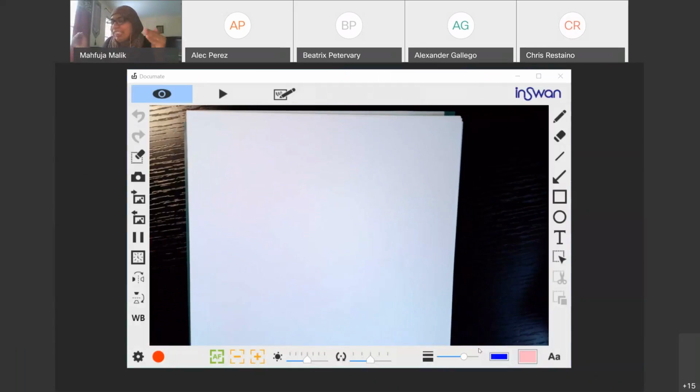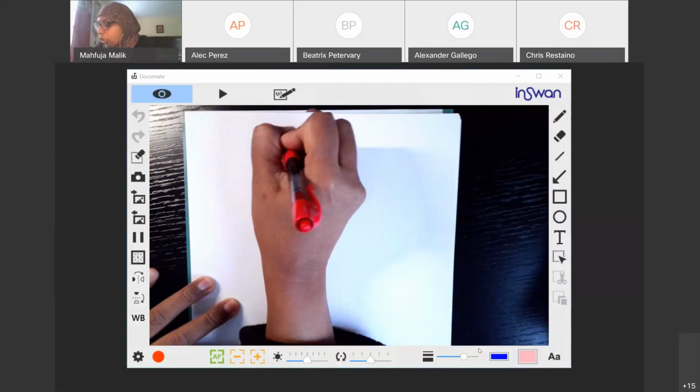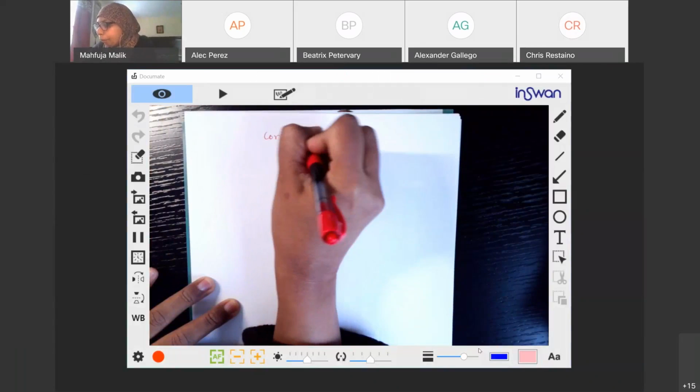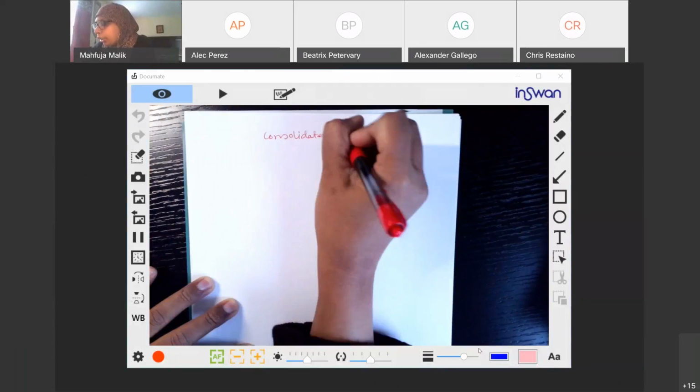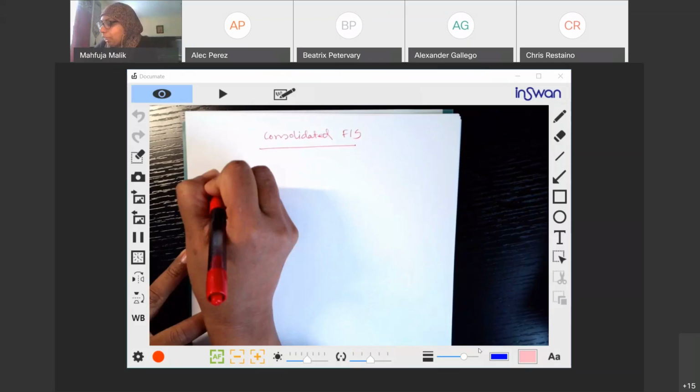I tell it it's a cheat column, and now this cheat column will help you to do the exercise problems that we're gonna do after the break. So, consolidated financial statement. This is a cheat column to do everything quickly.